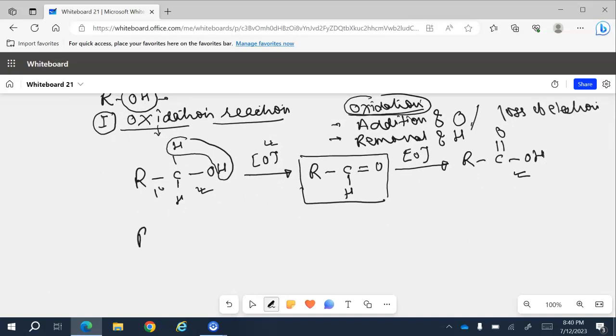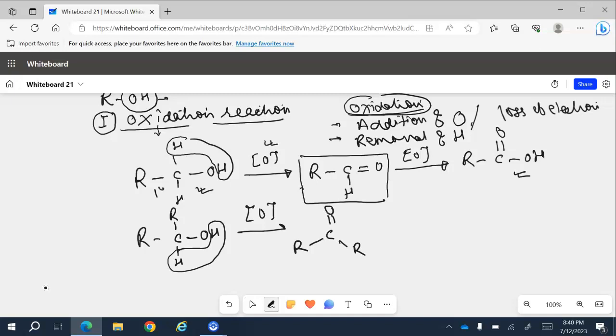Now, if we use a secondary alcohol, the carbon that has the OH group will contain only one hydrogen and two R groups. Upon oxidation, it will lose these two hydrogens, and since you have two R groups already there, this will be converted into a ketone. So secondary alcohol with any type of oxidizing agent will convert into a ketone.